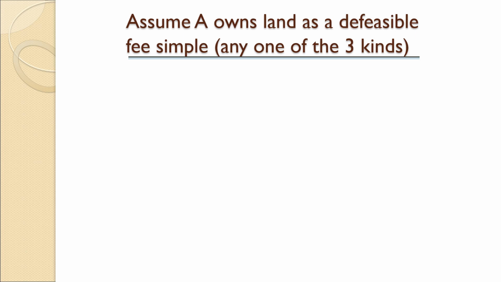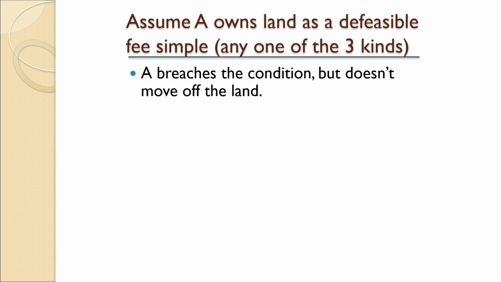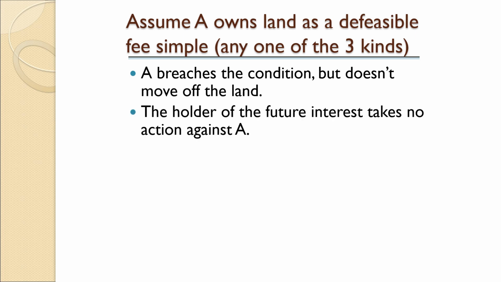Now, I'd like to show you why I think the constructional preferences we looked at on the previous slide are not really quite right. Let's assume that A owns some land as a fee simple defeasible. It could be any one of the three kinds, and A breaches the condition in the fee simple defeasible, but A doesn't move off the land, and the holder of the future interest doesn't take any action against A to get A off the land.